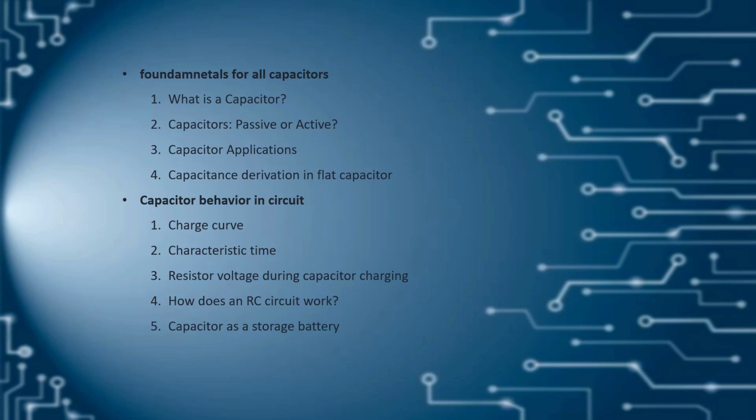In this lecture, we will explore the fundamentals of capacitors. We'll begin by defining what a capacitor is and discussing whether it is a passive or active component. We'll then delve into various applications of capacitors, followed by the derivation of capacitance in a flat capacitor. Finally, we'll examine capacitor behavior in circuits, including charge curves, characteristic time, resistor voltage during charging, the functionality of RC circuits, and the concept of a capacitor as a storage battery.